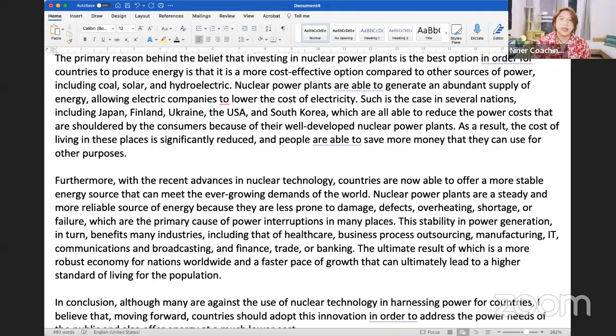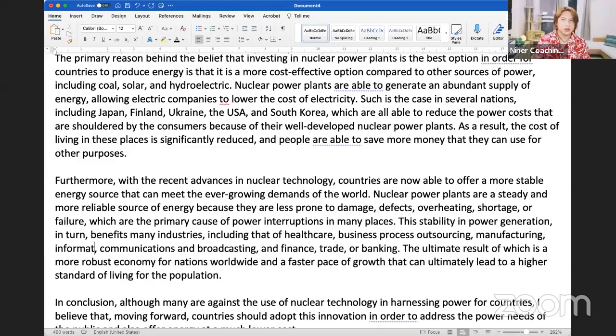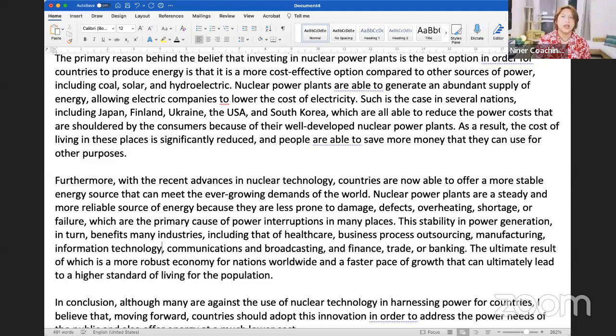This stability in power generation in turn benefits many industries, including healthcare, business process outsourcing, manufacturing, information technology, communications and broadcasting, and finance, trade, or banking. The ultimate result of which is a more robust economy for nations worldwide and a faster pace of growth.